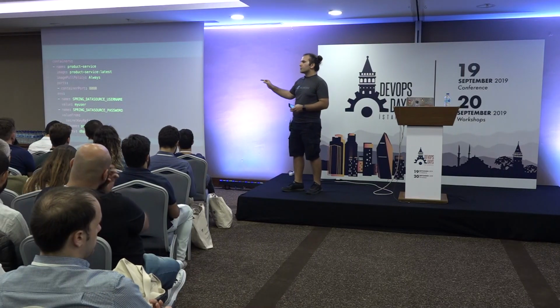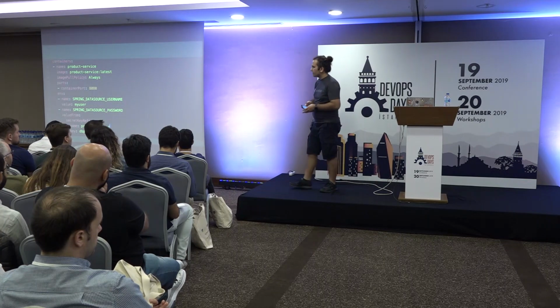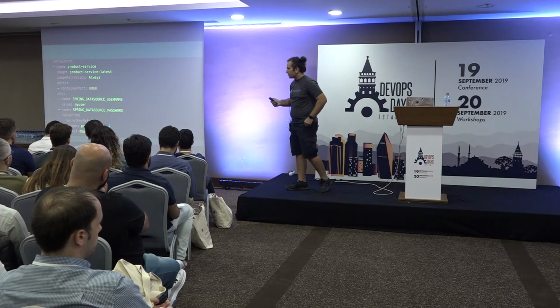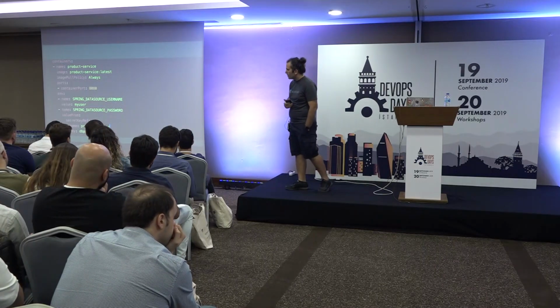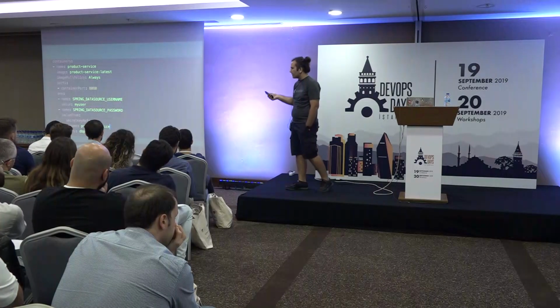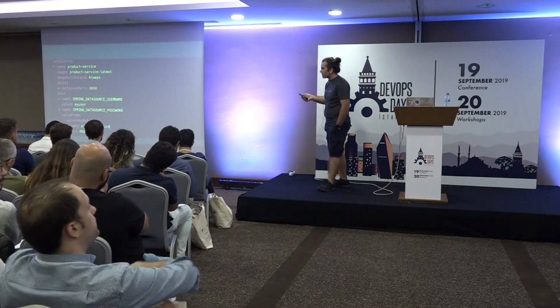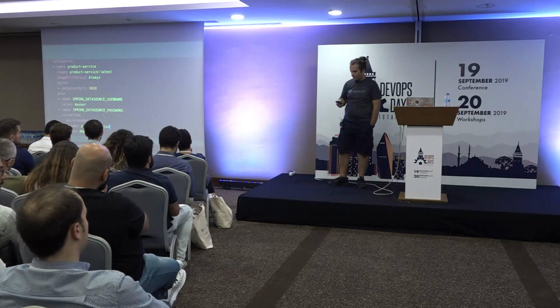But do not put this confidential data right in your environment variables as a static value. As you can see here, the first one, the Spring datasource username, is a static one. But when you look at the datasource password, you will see it comes from the secret. The secret name is product service, and the key is the DB password.